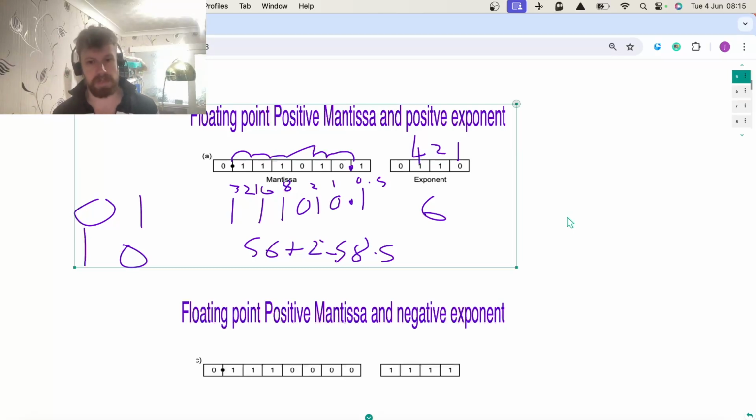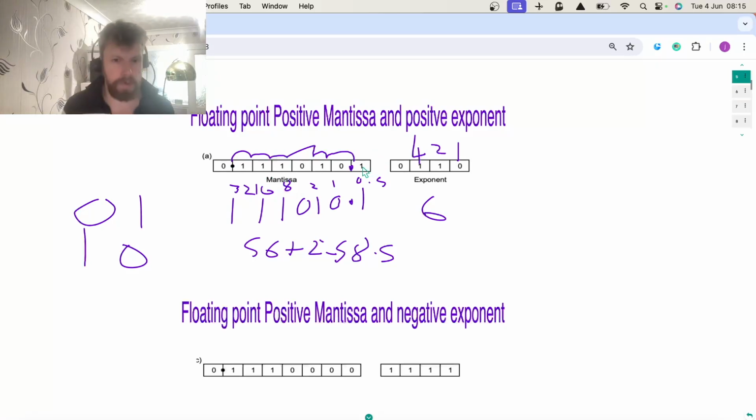Just going through those steps again. The exponent tells you how many times you're going to move the decimal point. The mantissa tells you the number, so the actual what the number is. So you work out the exponent, you move it, and then you just convert the number in normal fixed point binary, which we did before. So as you can see why I've taught it in this particular order, and that gave us 58.5 in there. So that gives us all of that.